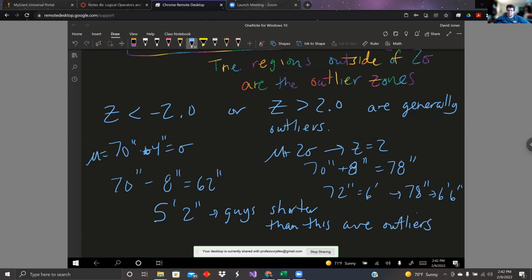And if we went the other way, 70 inches minus 8 inches is 62 inches. That's 5'2". So guys shorter than this are outliers. And it doesn't mean there's anything wrong with being an outlier. Don't assume outlier means misfit or anything like that. It just means they're not in the group of what's considered the norm.